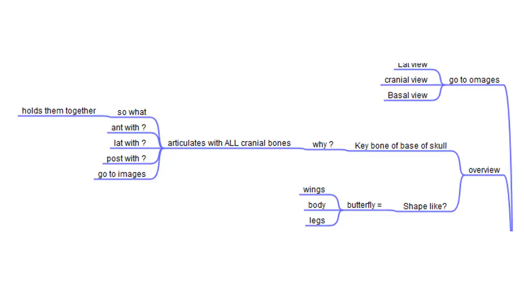This is a part of the mind map of the sphenoid bone. I just want to stress the fact that, in an overview, the sphenoid bone is the key bone of the base of the skull. And why is it a key bone? Because it articulates with all cranial bones. So what if it articulates with all cranial bones? Because it holds them all together.